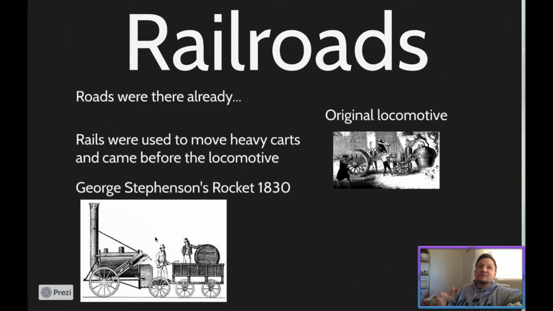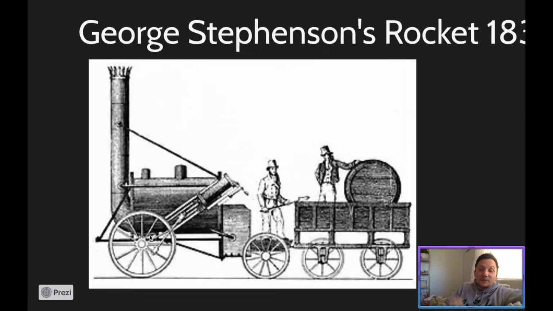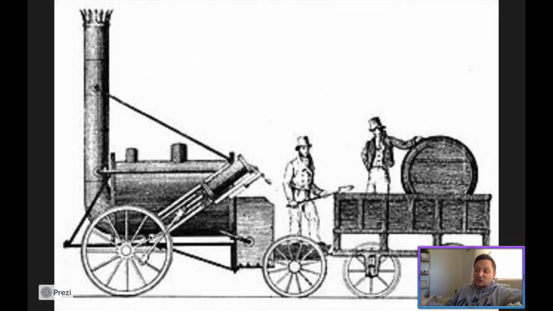Now, George Stephenson's The Rocket is the very first locomotive, and as you can see, looking at it right here, it was smaller, very simple. You shoveled coal into it, and it was mainly used to move items over shorter distances, right? Which worked out perfectly for Great Britain again, because they're an island, right?